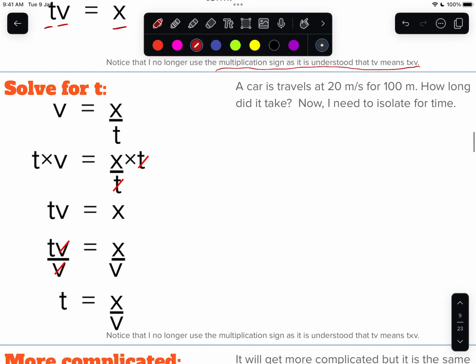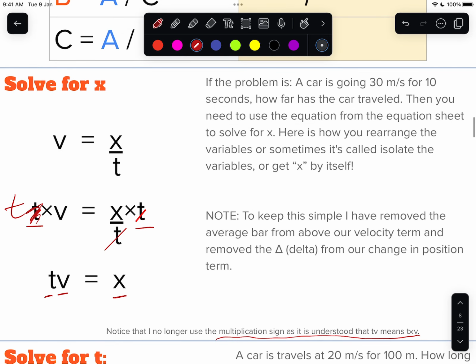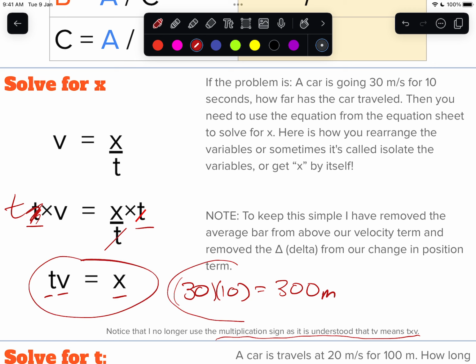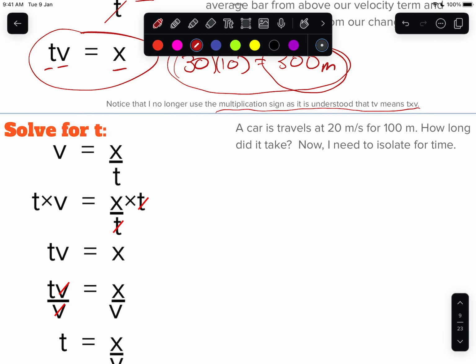Okay, here's another one. Solve for t. Oh, should we just solve the problem? Yeah, let's do it. So a car going 30 meters per second for 10 seconds is going to be equal to 300 meters. So I've got my equation, I've got my working, and I've got my correct answer with units. Yay.